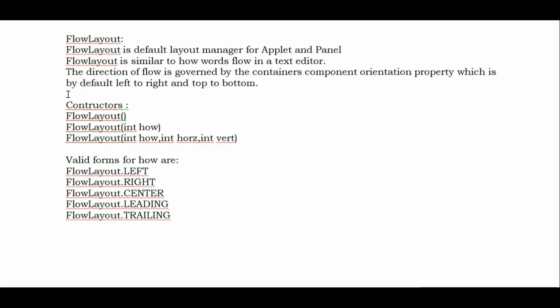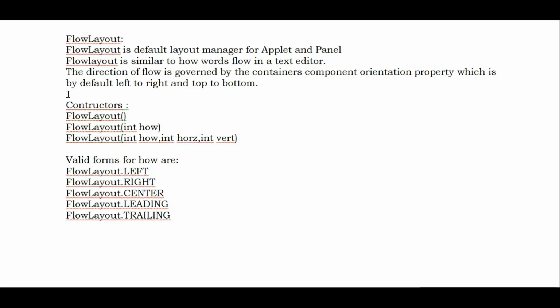So the flow layout implements a simple layout style which is similar to how words flow in a text editor. The direction of the layout is governed by the container's component orientation property, which by default is left to right and top to bottom. Therefore, by default components are laid out line by line, beginning at the upper left corner. In all cases, when a line is filled, layout advances to the next line. A small space is left between each component above and below, as well as left and right.